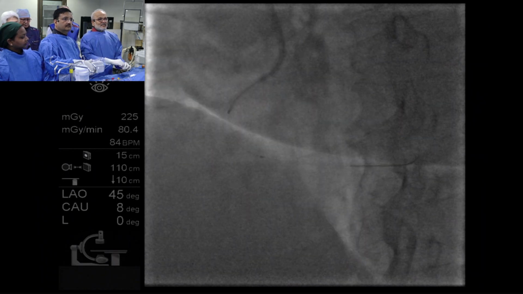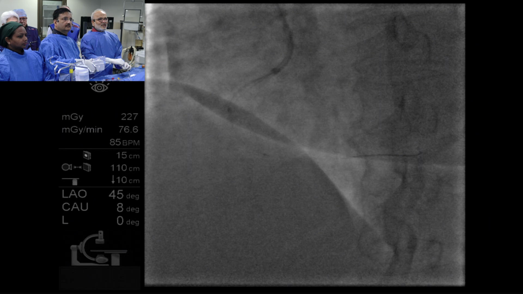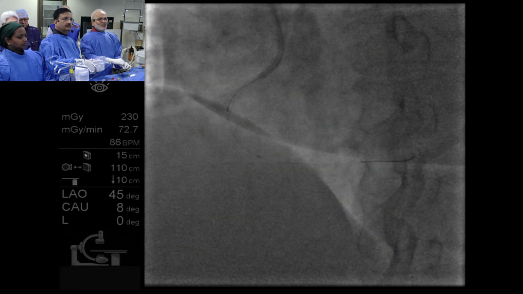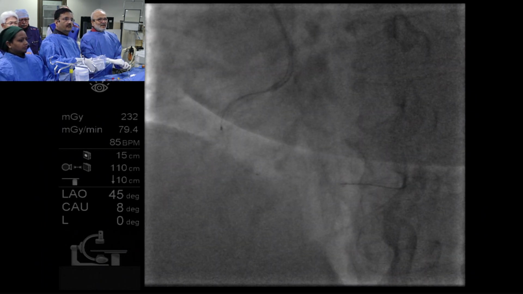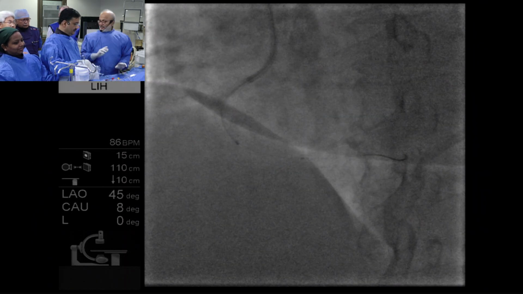Rajiv, see this, there is a lot of grit going through the lesion. I feel the tactile feeling. Yeah, it just jumped in.